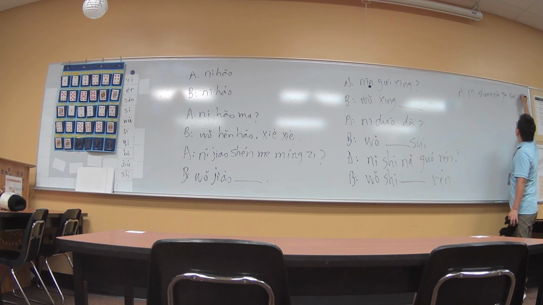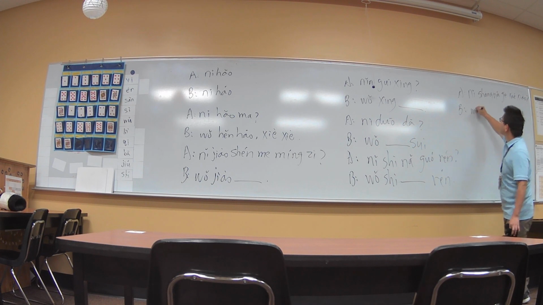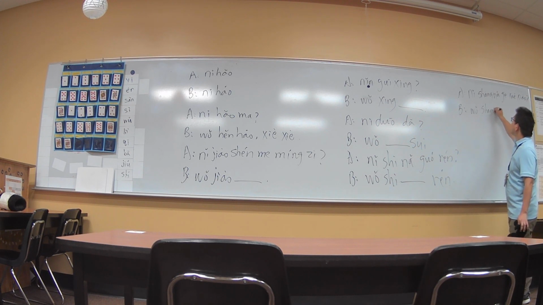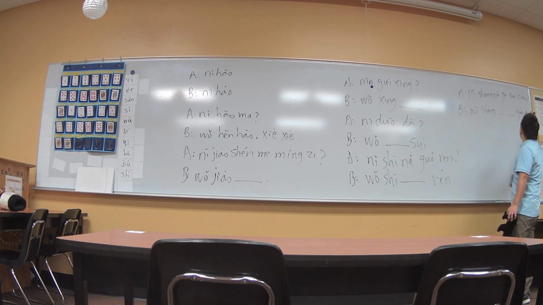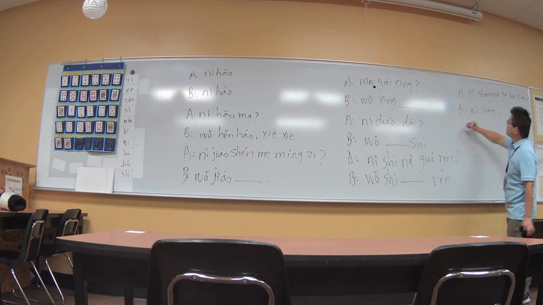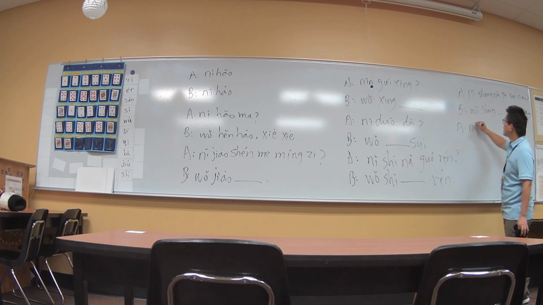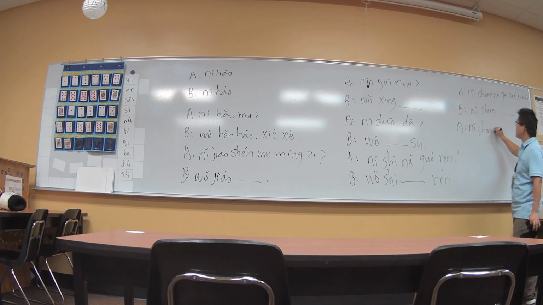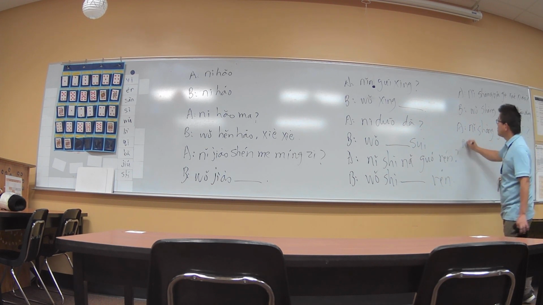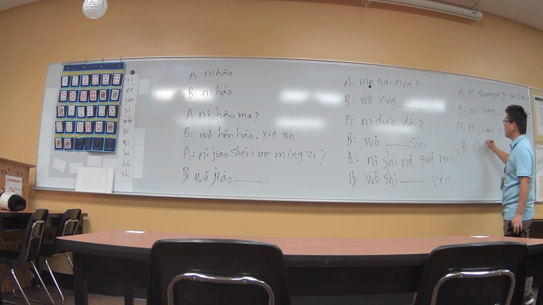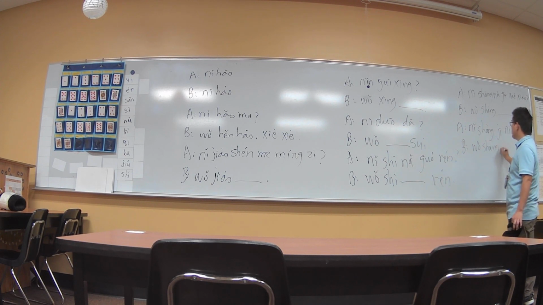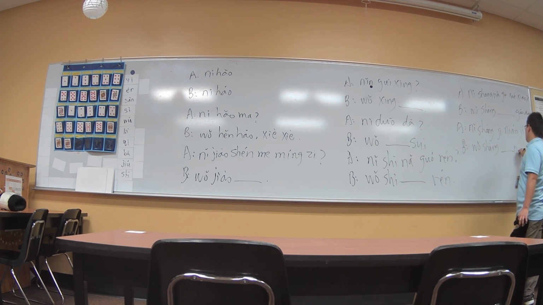A ask, 你上哪个学校? B answer, 我上高中. Is it very 高中? A ask, 你上几年级? B answer, 我上 number 年级.